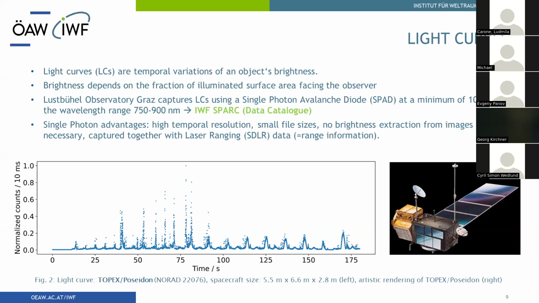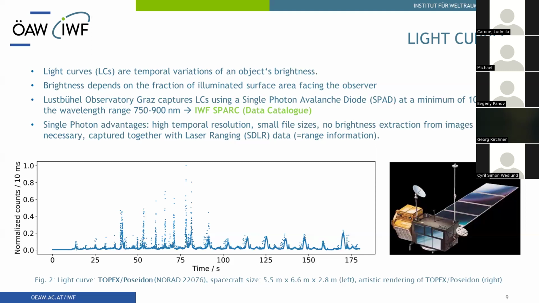What you would normally do is you take an image like we saw before, extract the brightness from that image, and do this for a lot of images, and then you get your light curve. We count the incoming photons directly, which is not usually done in our field.